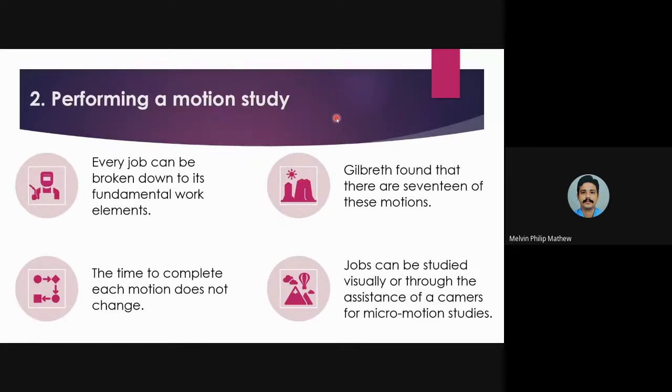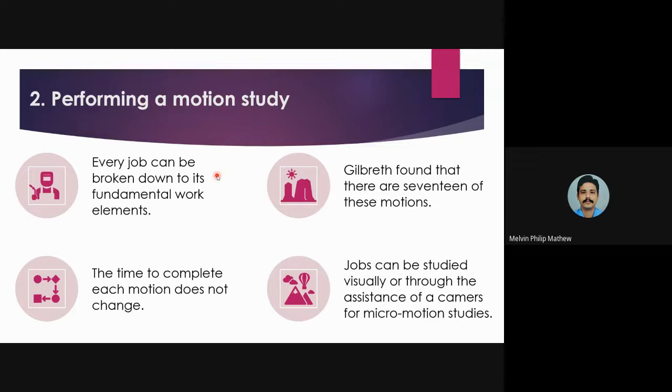Next function is to perform a motion study. So what is motion study? Every job that is carried out in an industry can be broken down into its fundamental work elements. Even the production of a pen has various segments under that job. One is designing the pen, that is the design section. Then comes the testing section, where the prototype is tested for the amount of time the refill takes to empty, and what loads the pen can bear before it breaks. So various operations are carried out.